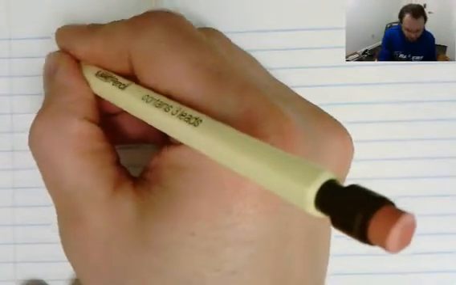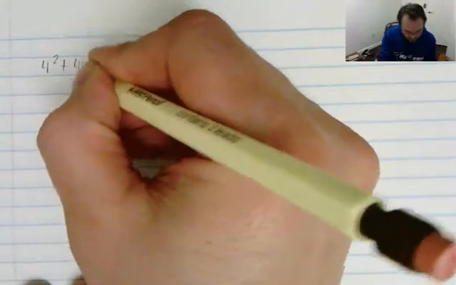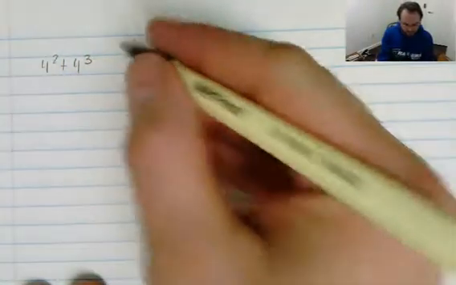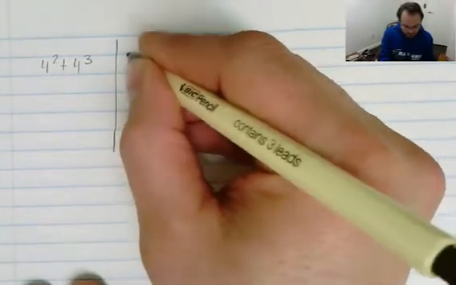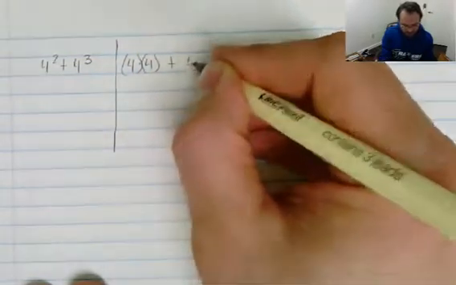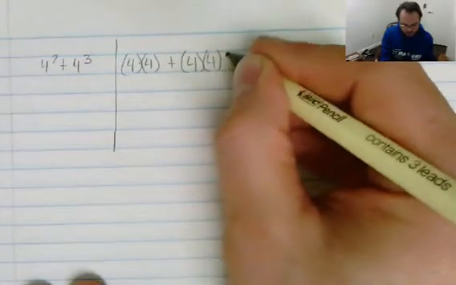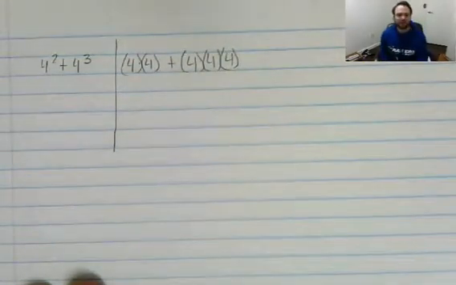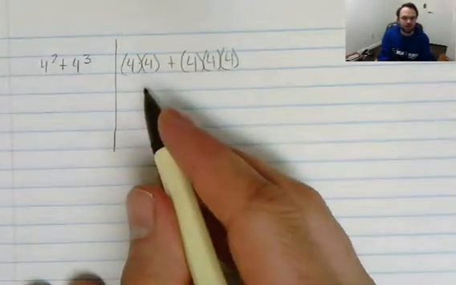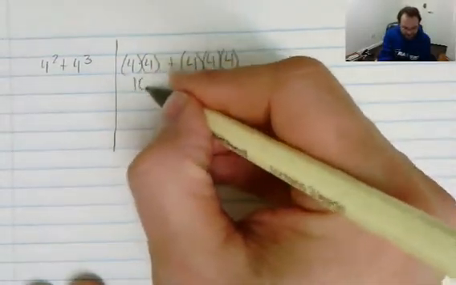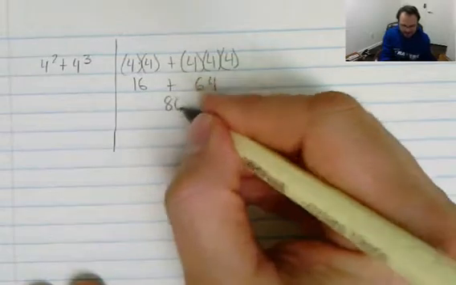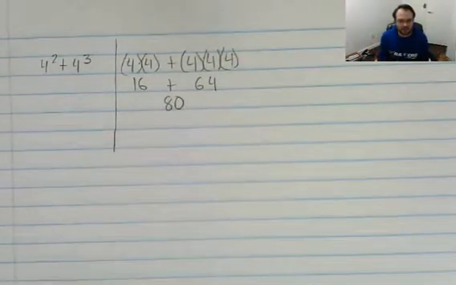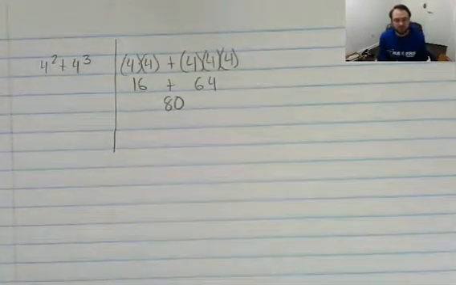So let's take a look at this example here. What if I have 4 squared, we're going to plus 4 cubed. We're going to see if this can be simplified. So if I expand this, this is going to be 4 multiplied by 4 plus 4 multiplied by 4 multiplied by 4. Now I look at this, 4 multiplied by 4 is 16, and this is going to be 64, so 16 plus 64 is 80. There is no simplification of this here. This is the only way we could simplify it into power form.